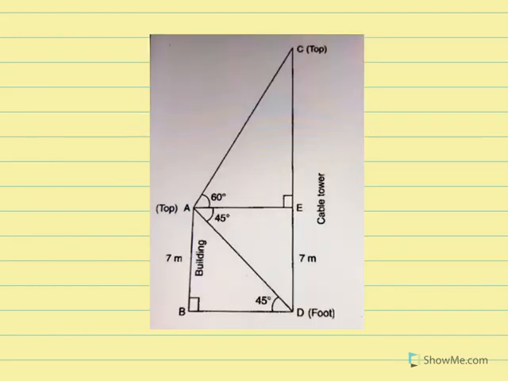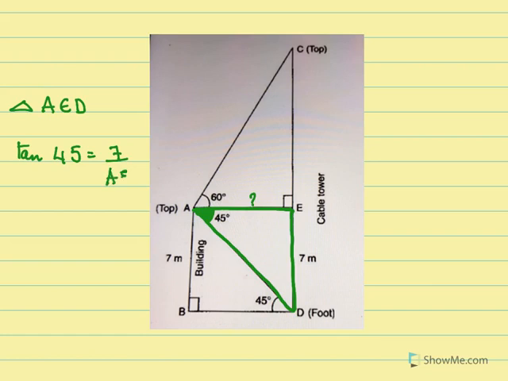Now to summarize the sum, we first took 45, and because of 45 we took this triangle. In the first case, that was triangle AED. Then we used tan 45 and found AE. We did tan 45 equal to DE over AE, which is 7 over AE, and we found AE as 7. So we found this as 7, and we put it up here, 7.